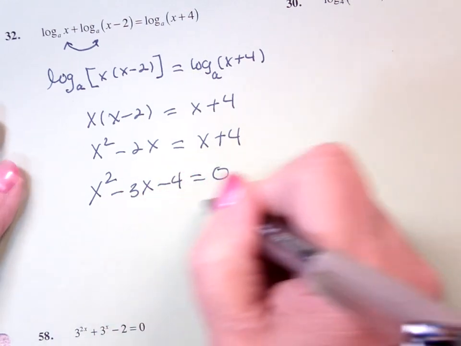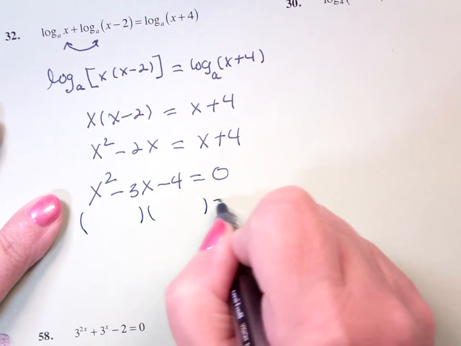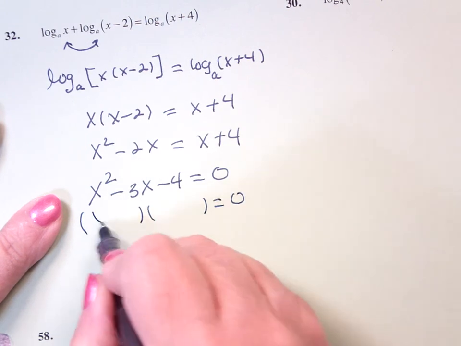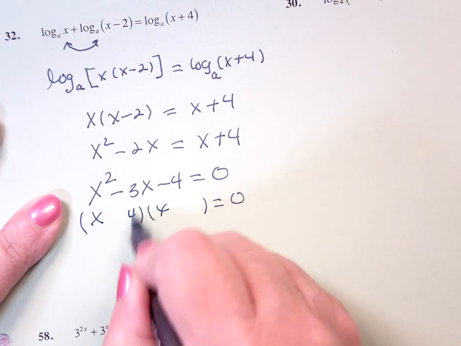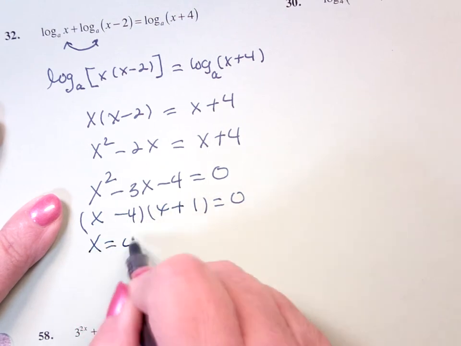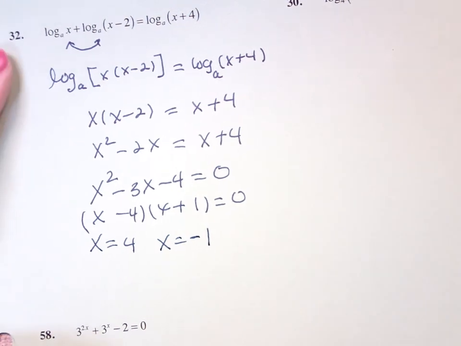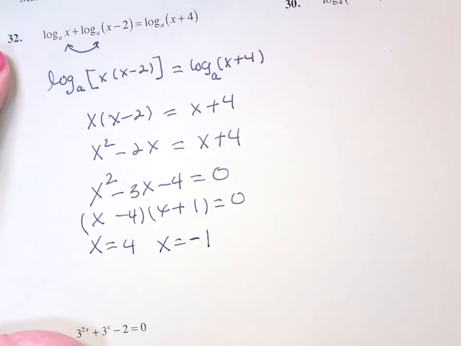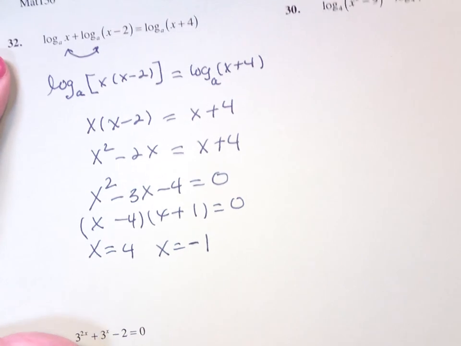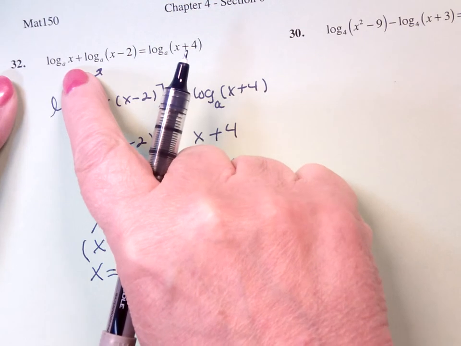This is where I would hope that it would factor. If not, I'd have to use the quadratic formula. This is x minus 4, x plus 1, so that x is 4, x is minus 1. They could both work. Neither one could work. One could work. And if I come back up here, put 4 in for x.